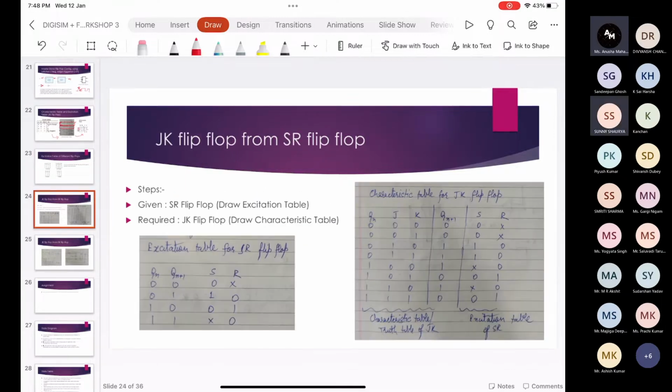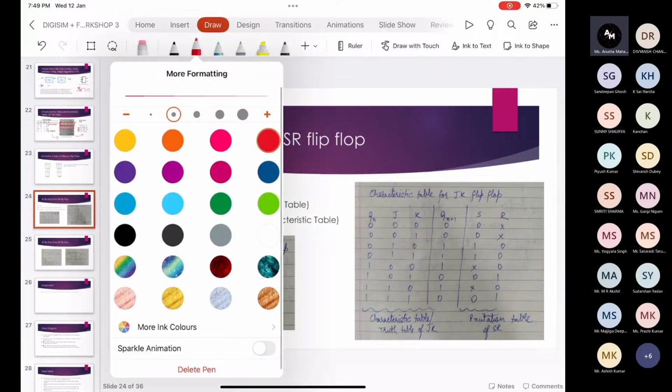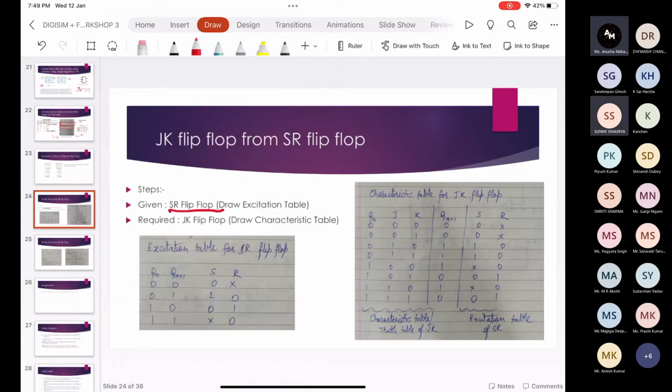For better understanding of the characteristic table and excitation table, we will try to implement the SR flip-flop from the JK flip-flop. Sorry, we will try to implement the JK flip-flop from the SR flip-flop. For this, as we can see, we are given the SR flip-flop and we require the JK flip-flop. We have to draw the excitation table for the given flip-flop and the characteristic table for the required flip-flop.